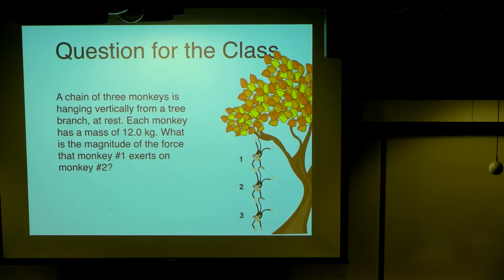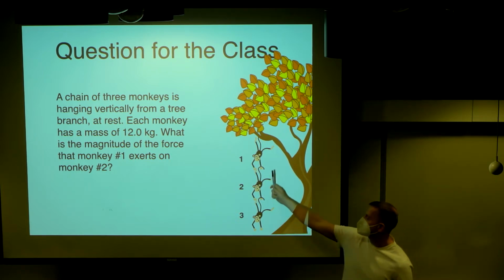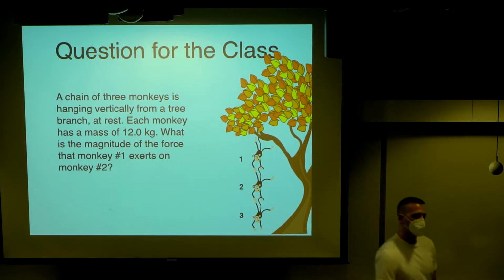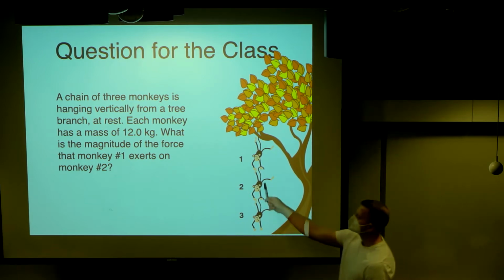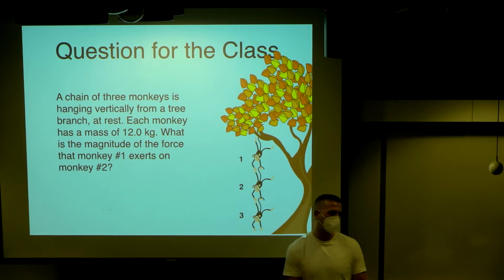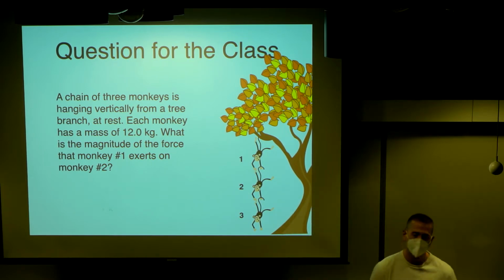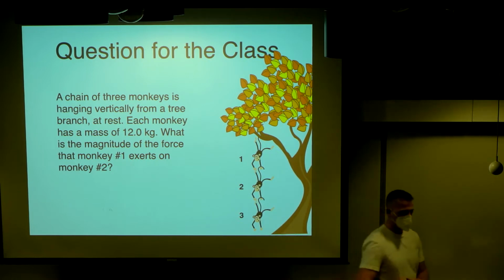All right. Do we have any initial thoughts on this? I saw that a few people just got it right away because there's sort of a shortcut to this problem. Anyone have the answer? You want to shout it out? I know some of you have it. So here, the short way of thinking about this is monkey number 1 needs to pull up with enough force to support the weight of monkeys 2 and 3. Right? So the force that needs to be supplied here is basically the combined weight of the 2 monkeys below it. Right? That's kind of the intuitive way of looking at this. So let's start there.